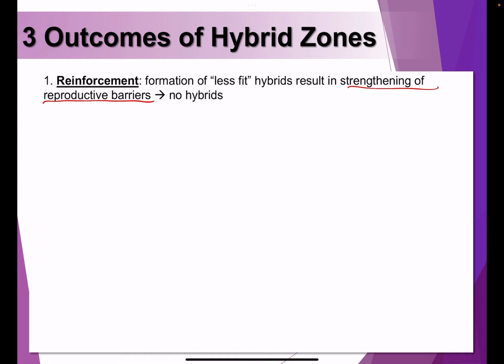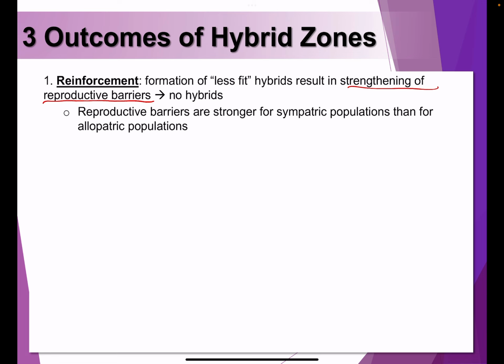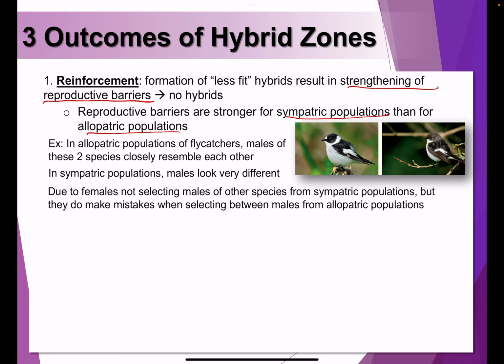Now, this can happen when a specific speciation process leads to species that look very different from each other. We've already talked about examples like that, and that's how we are able to make reproductive barriers stronger. Reproductive barriers are usually stronger for sympatric populations than allopatric populations. For example, in allopatric populations of flycatchers, beautiful birds like these, males of these two species usually closely resemble each other, whereas in sympatric populations, the males will look very different like this.